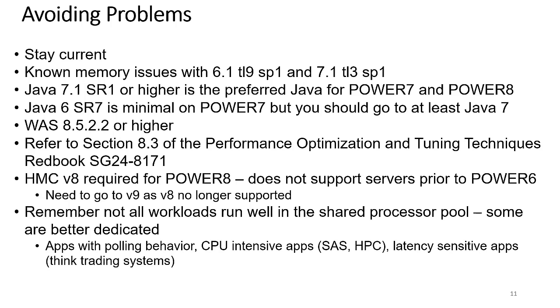As an example, any Java prior to Java 7 is not recommended for Power 7 or Power 8. One of the reasons why they recommend a minimum of WAS 8.5.5.2 is that it actually had an embedded Java, and I think it was Java 1.4, and that version runs very poorly on Power 7 and above. So make sure that you actually do have those things running at the right levels.